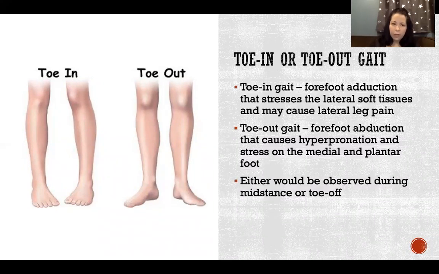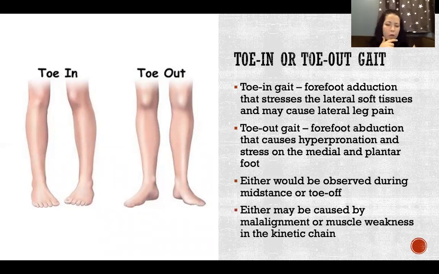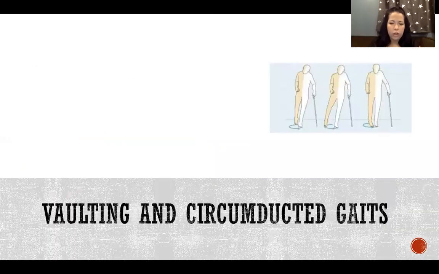So either one, whether they have toe in or toe out gait, we would see that during gait at the mid stance and or toe off part of gait. And it could be caused by malalignment. So maybe the joints and the bones aren't in the proper place, or it could be muscle weakness in the kinetic chain. And that malalignment could be a congenital abnormality, like the way the bones grew, the way the bones are designed and shaped. So it could be structural, or it could be functional in terms of muscle weakness and not being able to control the function or position of the whole kinetic chain.